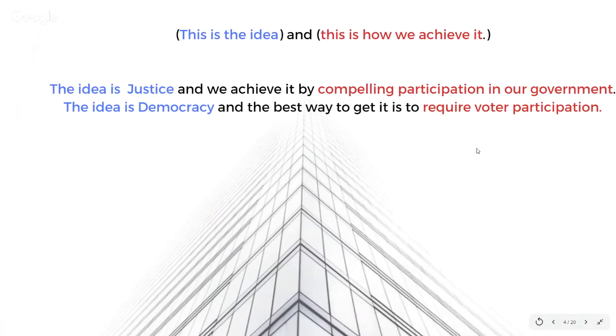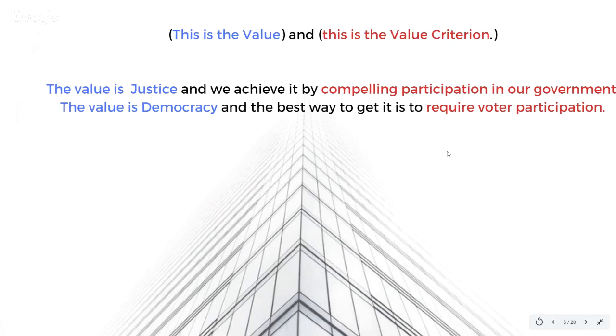Essentially, we have this concept that this is an idea and this is how we achieve it. The idea is justice, and we achieve it by compelling participation in our government. The idea is democracy, and the best way to get it is to require voter participation. Those are two examples of: here's an idea, here's how we achieve it. Now, in debate language, we say the value is justice, and we achieve it by compelling participation in our government. Or the value is democracy, and the best way to get it is to require voter participation. That's the value and the value criterion together.